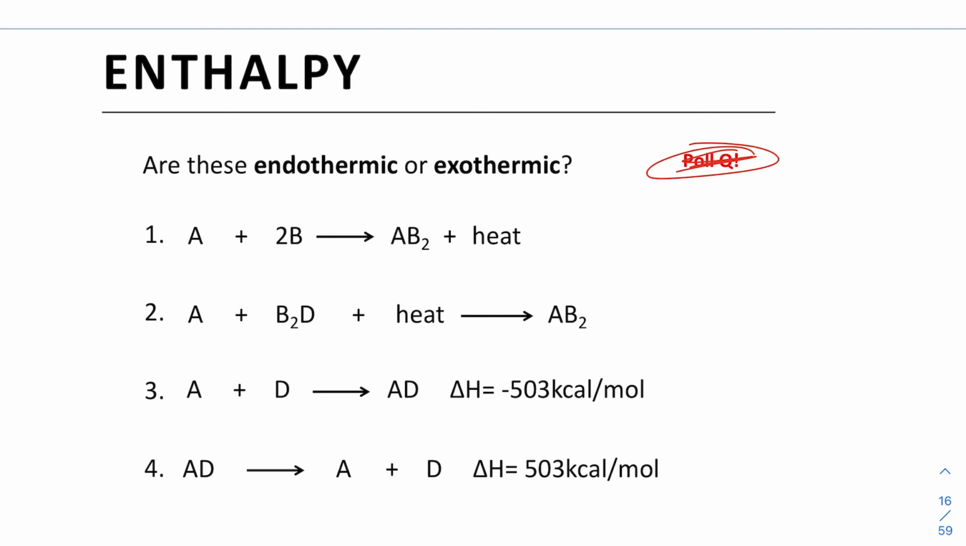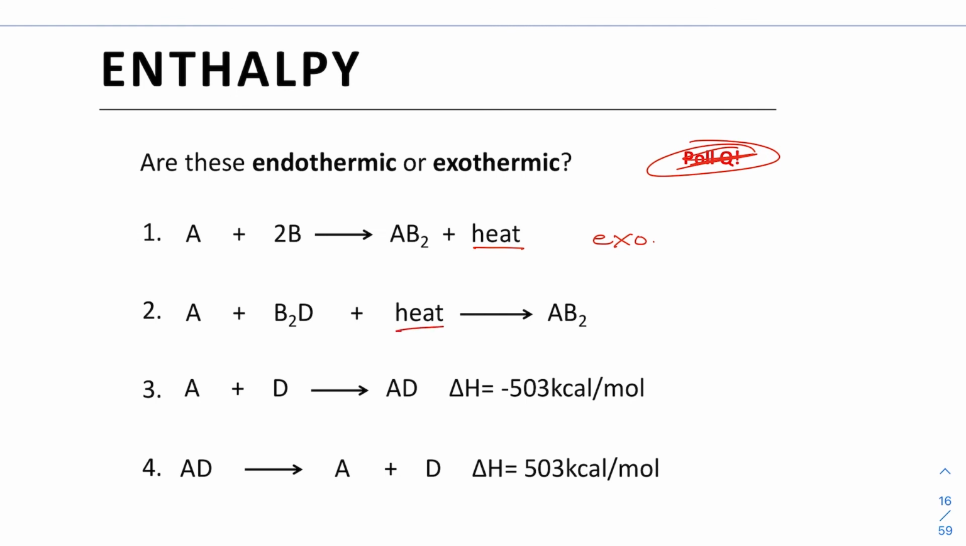All right, let's see if you got them right. Number 1 has heat on the product side, so this is going to be exothermic. Number 2 has heat on the reactant side, which means it is endothermic. More heat is absorbed on the reactant side. Number 3 just shows you a reaction, but with a delta H that is negative. Since the reaction has a negative delta H, this is exothermic. And then number 4 has a delta H that's positive, so this is endothermic.